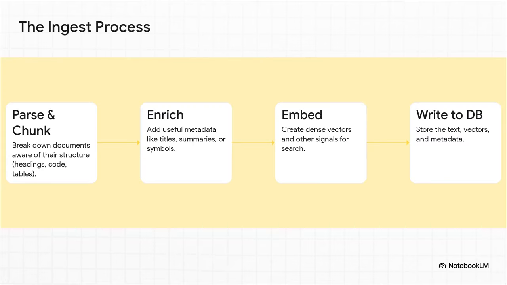This whole process starts with how you prepare your data. You don't just dump raw text. First, you parse and chunk it, breaking down your documents while keeping their structure, like headings and tables. Then you enrich this data with useful metadata, summaries, keywords, you name it. Only then do you embed it for search and write it to your database. It's all about building quality in from the very start.